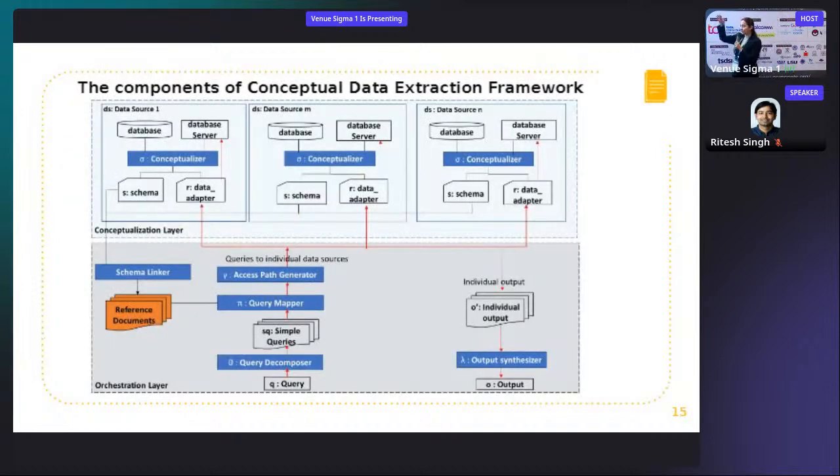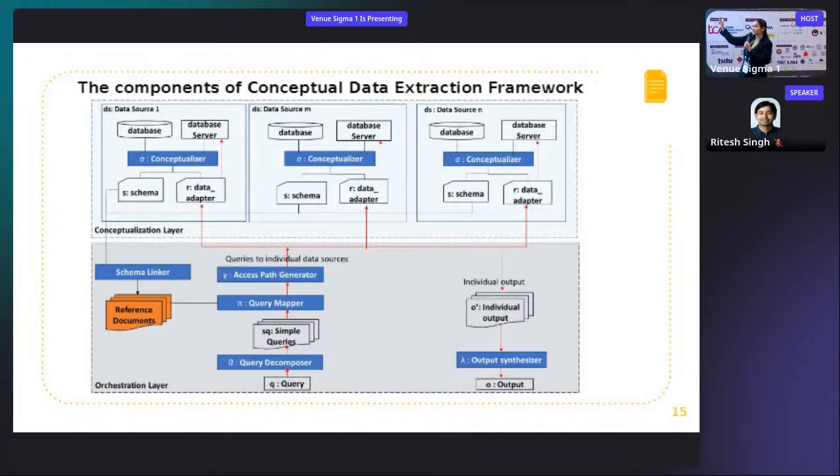In this diagram also we have all the components which I was discussing in the architecture, so I will consider this as my reference diagram. Here we are dealing with two layers, the conceptual layer and the orchestration layer. The conceptual layer is responsible for generating the local schema. That is, a conceptualizer will access the individual data source and generate the schema and a data adapter.